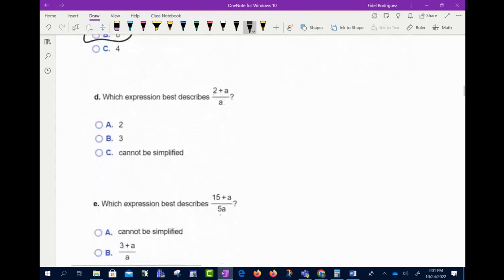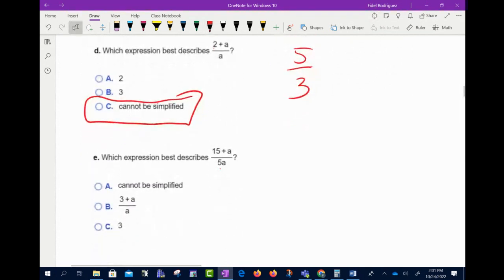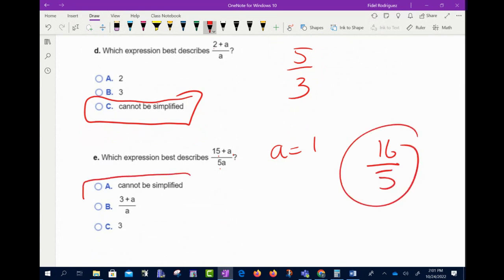All right, so part D here, y'all, says, which expression best describes (2 plus a) over a? Okay, so look, this is what I would say. Let's let a be, say, the number 3, okay? 2 plus 3, that would give me 5 over 3. I can't reduce that, so we're going to say this thing here can be simplified, okay? All right. Now, let's try this one here. I'm going to pick a different number for a. Let's pick, I don't know, a equals 1. 15 plus 1 is 16. 5 times 1 is 5. I can't simplify that either, so it can't be simplified, okay?